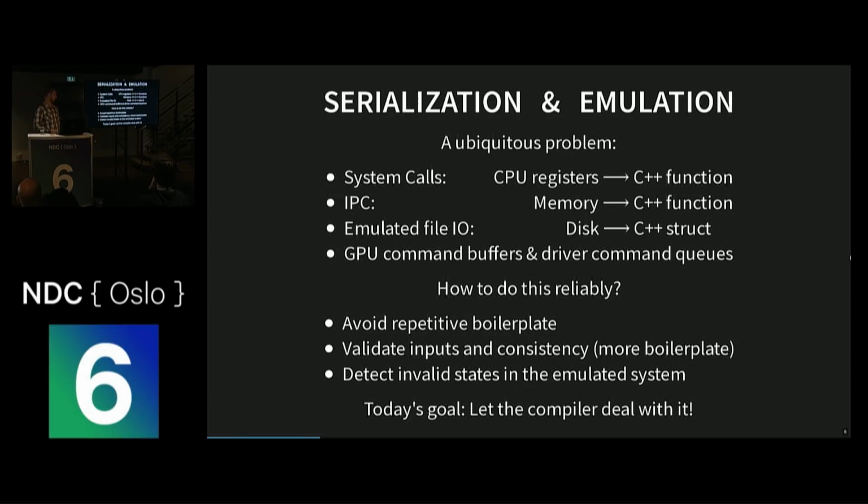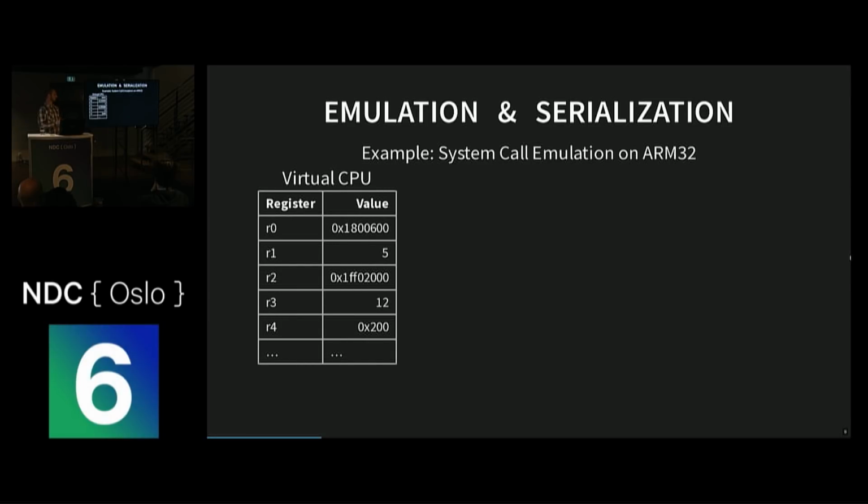Today's goal is to address all of these issues for one specific example, and we want to let the compiler do it, because it has all the information it needs, and will save us a lot of development and debugging time. A quick concrete example is something I presented at C++ London back in February. This is the system call example I alluded to before, on ARM32 specifically, which is the architecture used on the Nintendo 3DS.